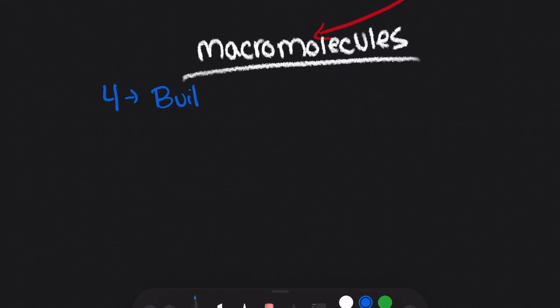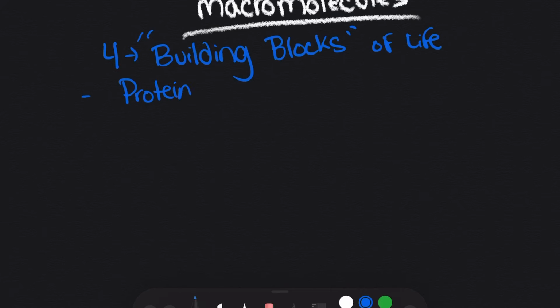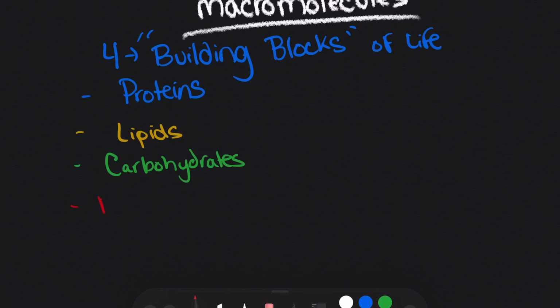What you'll learn about macromolecules in this unit, you're going to learn that they are basically the building blocks of life, just like the Legos you used to get in that container that you built your toy out of. These are the four things that we're going to need to build any living thing. Okay, these four things, you've probably heard of their names before. The first one is proteins. The second one is a lipid. The third one is a carbohydrate. And the last one that we need is called a nucleic acid.